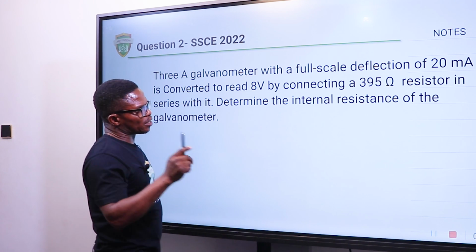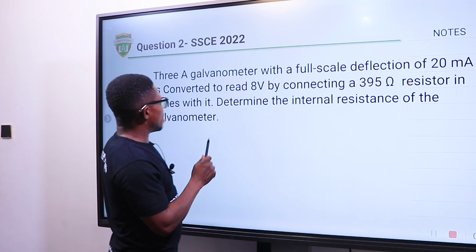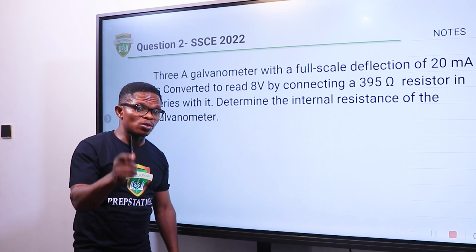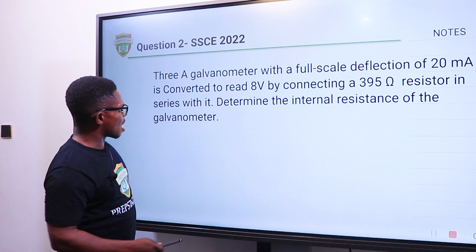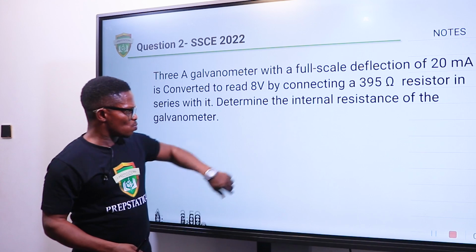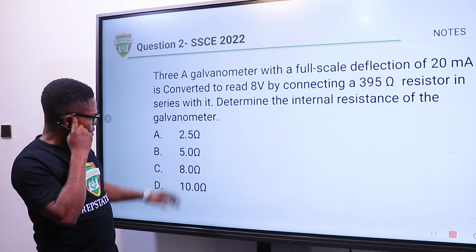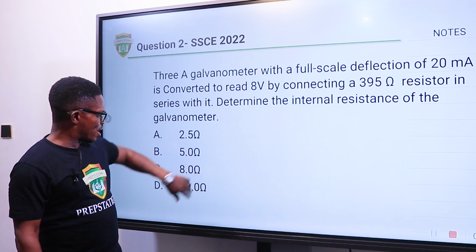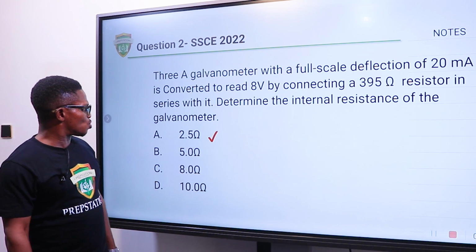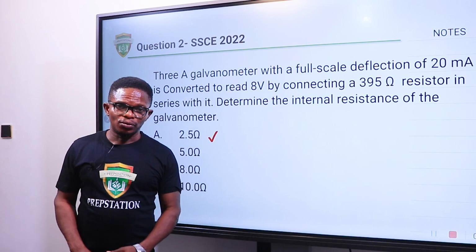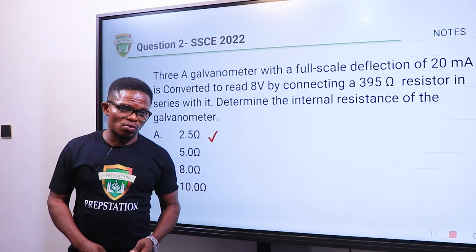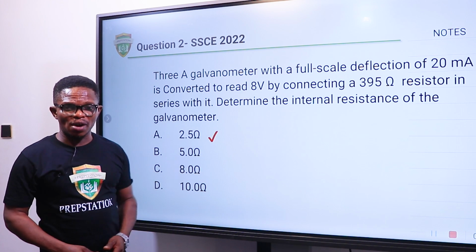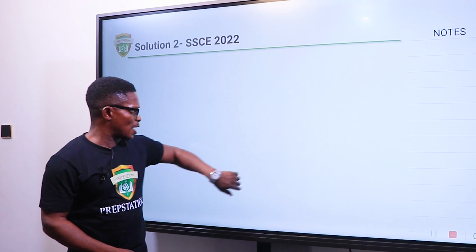Now, take note of this. It's converted to measure what? To measure voltage. So this is the conversion of voltmeter to galvanometer. So what will be the equation for that? All right, these are the options. And from these options, we have 2.5 as the answer. 2.5 is the answer to this question. So let's find out how we arrive at 2.5 ohms being the answer for that.